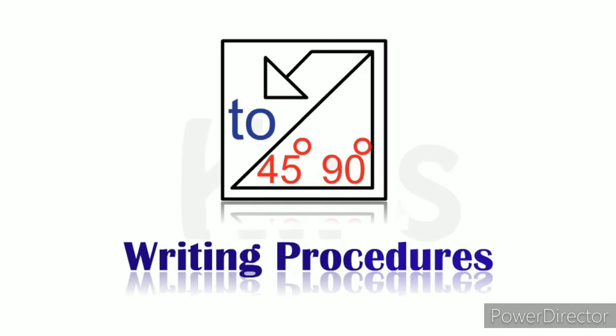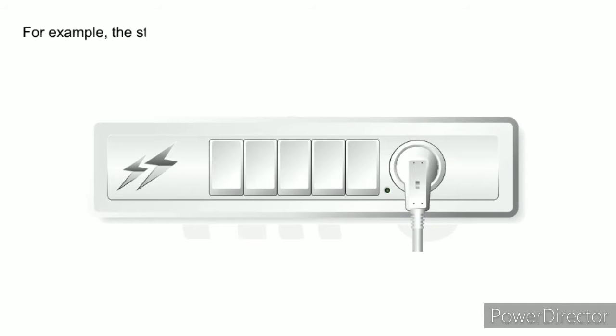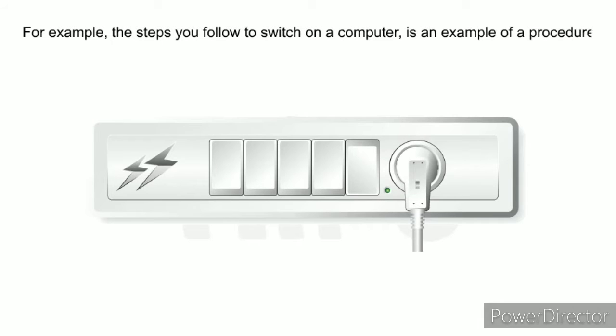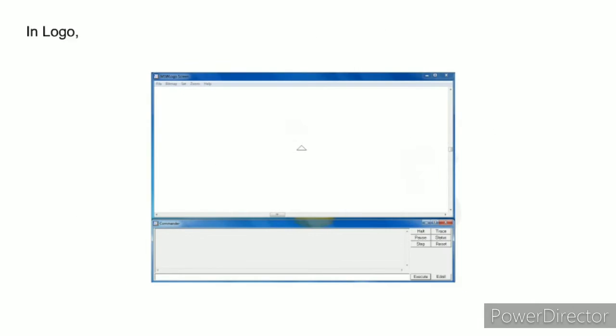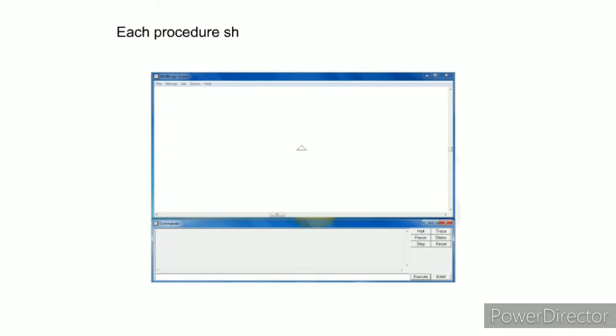In Logo, in general terms, the word procedure refers to the method of doing a particular task. For example, the steps you follow to switch on a computer is an example of a procedure. In Logo, a procedure is a set of Logo commands given one after the other to perform a particular task. Each procedure should always be given a particular name.